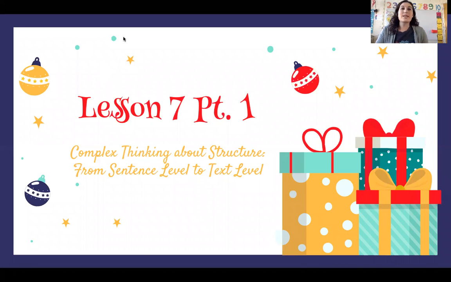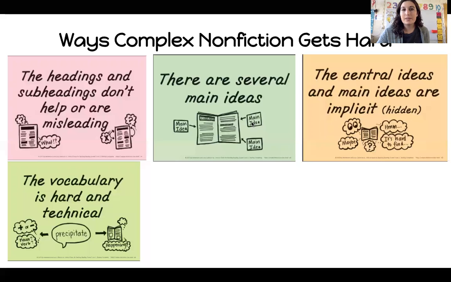Today we are beginning lesson 7 in our nonfiction reading unit, and this is the first part of this lesson. We have been working really hard learning about ways complex nonfiction gets hard. Some of the topics we've learned about so far is that headings and subheadings can be misleading and not help us as we're reading a nonfiction text.